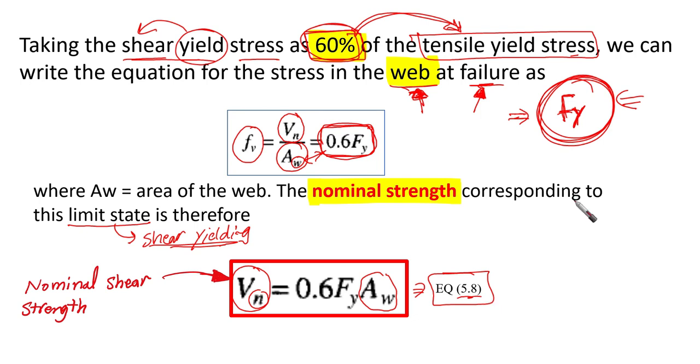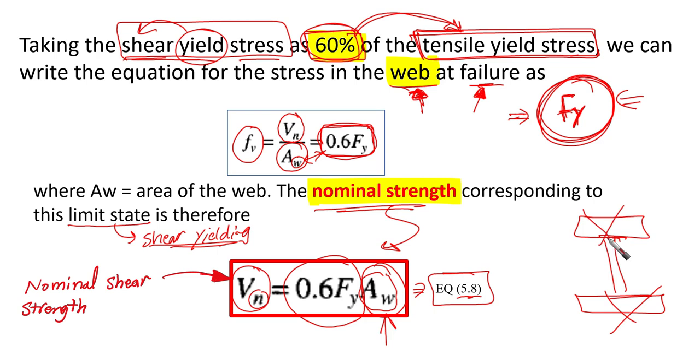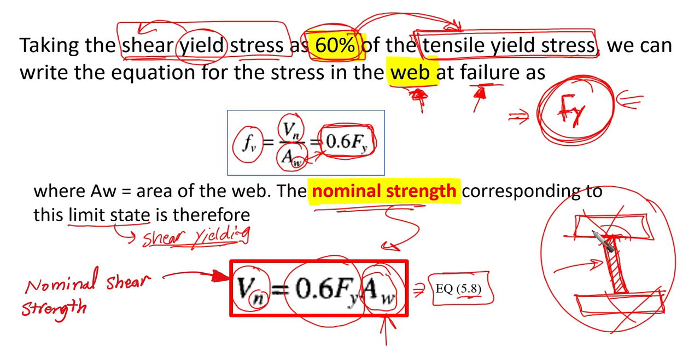Okay, I hope that you can understand up till now, or keep in your mind, that we are talking about the web. We're talking about the shear yield stress being much less than the tensile yield stress, 0.6 of it. And now we obtain the nominal shear strength, which is going to be 0.6 F yield times the web area. So we are going to neglect totally the flanges. They are not going to work for us. If we're talking about hot rolled I sections, not plate girders, which are something different, then the nominal strength of the entire shape is the nominal strength of the web.